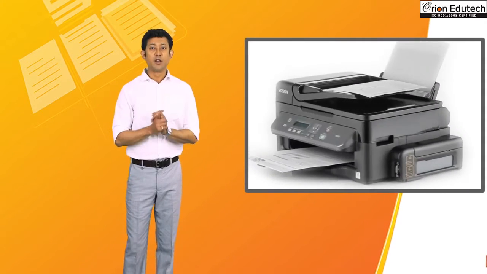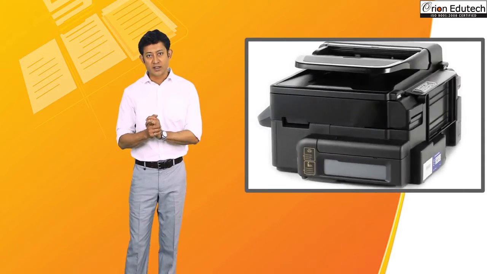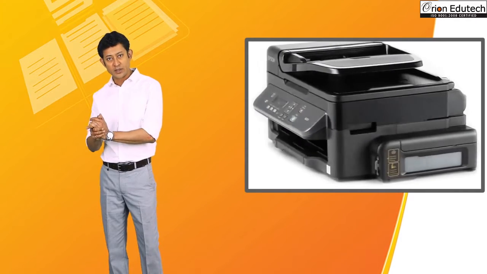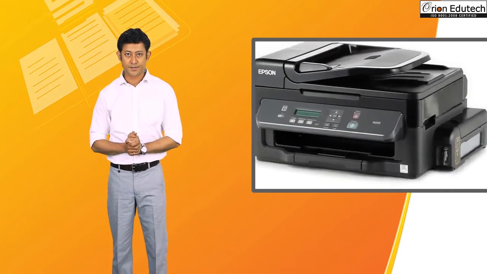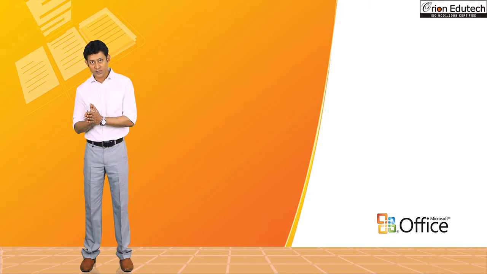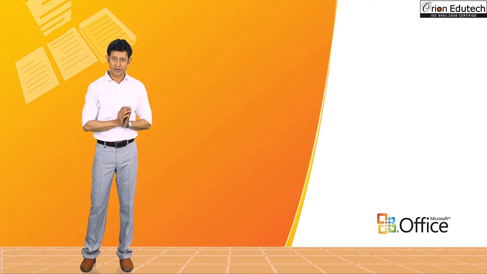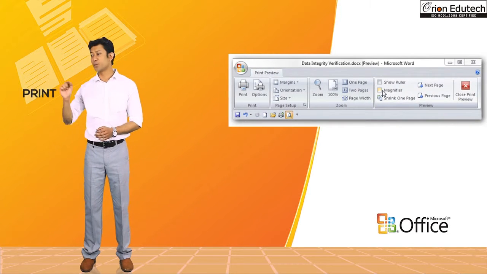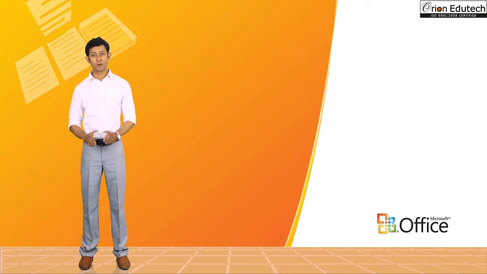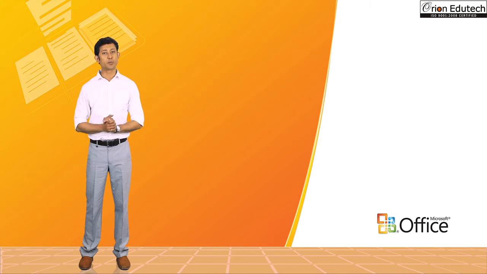Suppose you want to print something that you are working on. First of all, you need to see that the printer is connected to the computer and is configured. Now, before you print, you can preview your document and you can also specify the pages that you want to print. On the File menu, click Print. You can also use shortcut keys for printing.